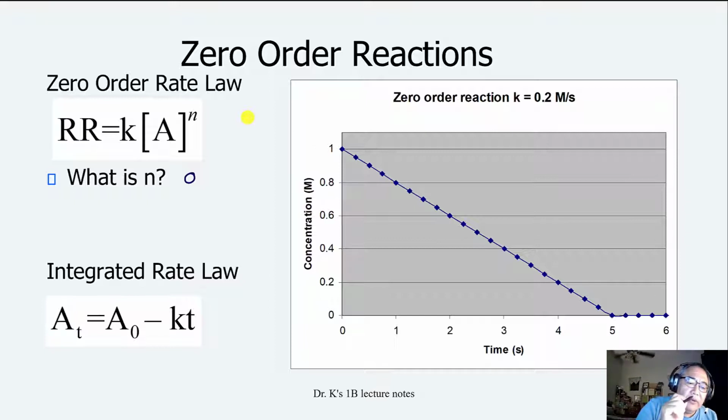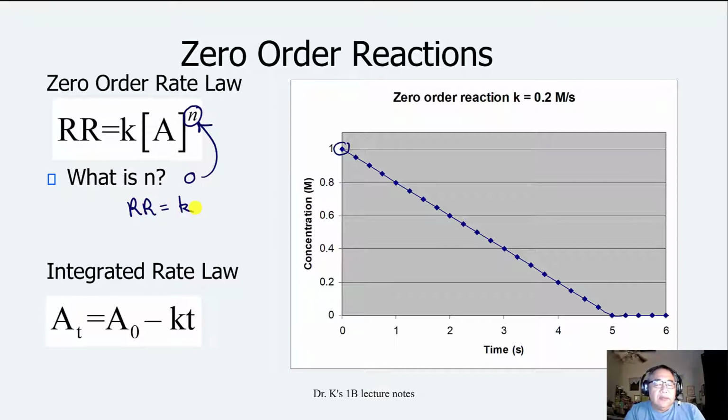Let's look at a zero order reaction. Let's say this reaction starts off at 1 molar, and this is a zero order reaction. Now, what does zero order mean? Zero order means that the exponent is zero. So if that's zero, then the reaction rate is equal to a constant.